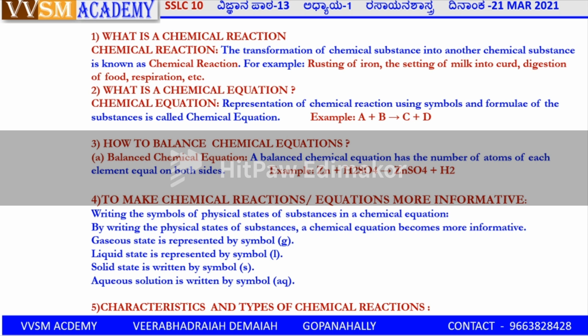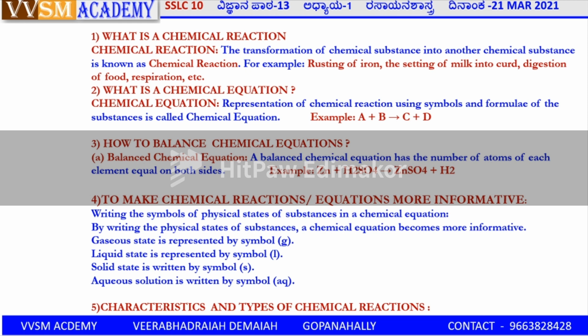What is a chemical equation? My dear friends, a chemical equation is nothing but the representation of a chemical reaction using symbols and formulae of the substances. For example, A plus B gives C plus D. Zinc reacts with sulfuric acid, gives zinc sulfate and liberates hydrogen.